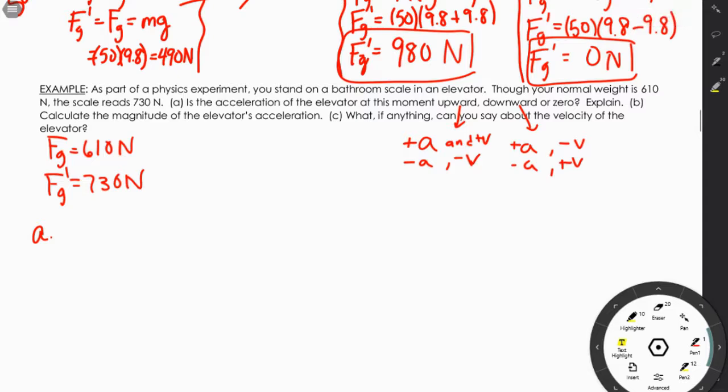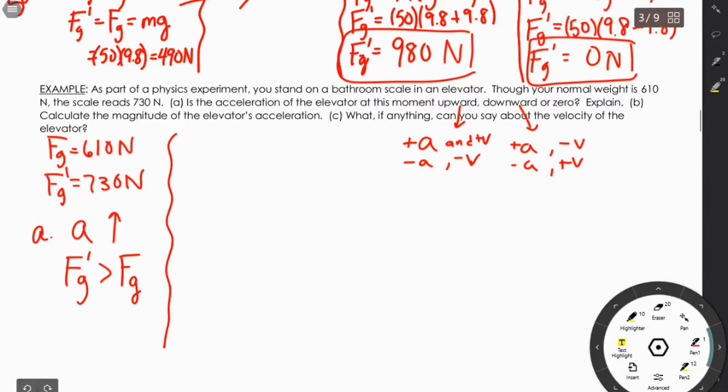So by looking at our numbers in comparison, if our apparent weight is more than our actual weight, we are accelerating upward. And what's our justification? Fg prime is greater than Fg, okay? Now, if this is the test, you want to write out a little bit more. You would say the acceleration of the elevator is upward at the moment because our apparent weight is greater than our actual weight, all right?